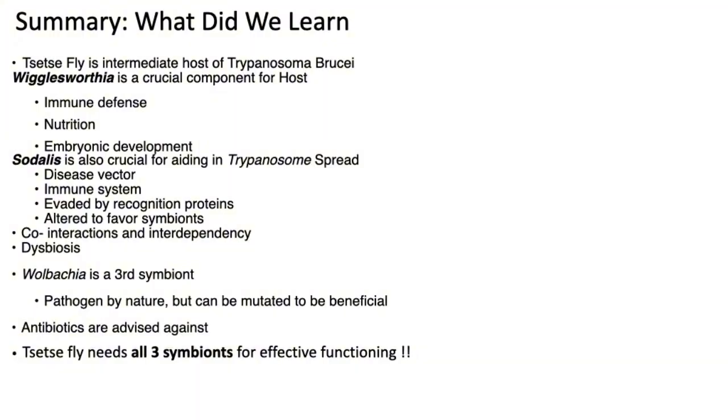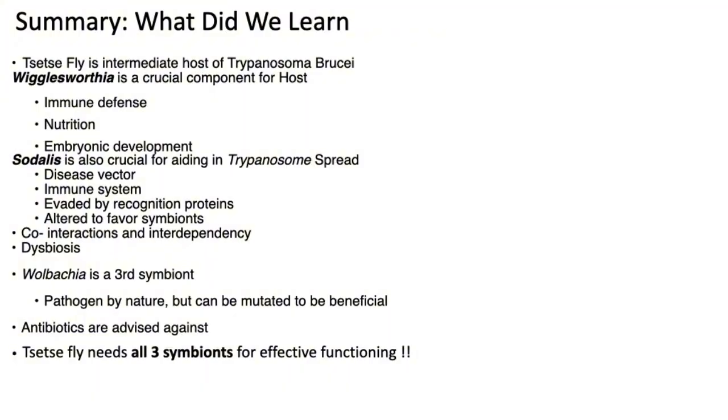So the first endosymbiont in this system is Wigglesworthia, which we recognize to be a crucial component in this system as it aids in immune defense. It allows the fly to regulate its immune response when it is recognized with its recognition protein. It does help in nutrition acquisition as it's going to synthesize metabolites for the host and for the other symbiont in this system, Sodalis. And it helps in embryonic development as it is vertically transmitted to the young, and it helps to successfully grow the larva in that stage of life.